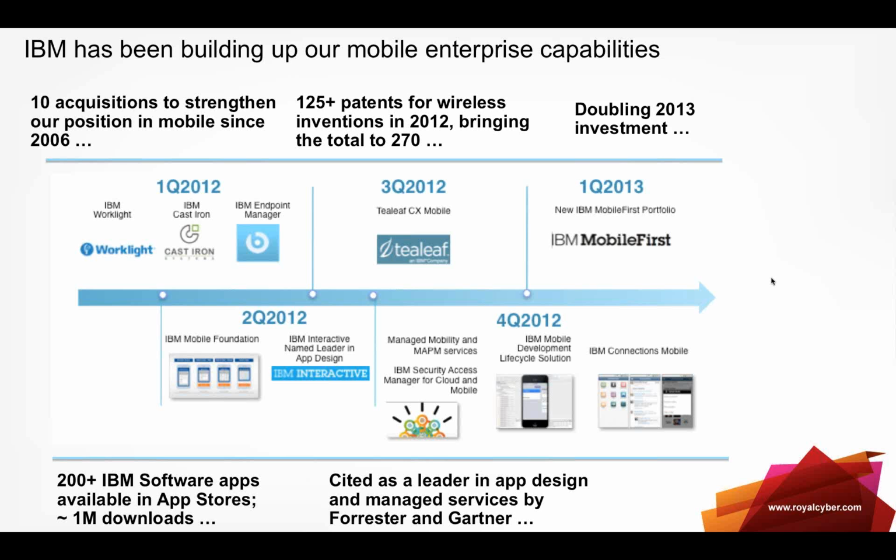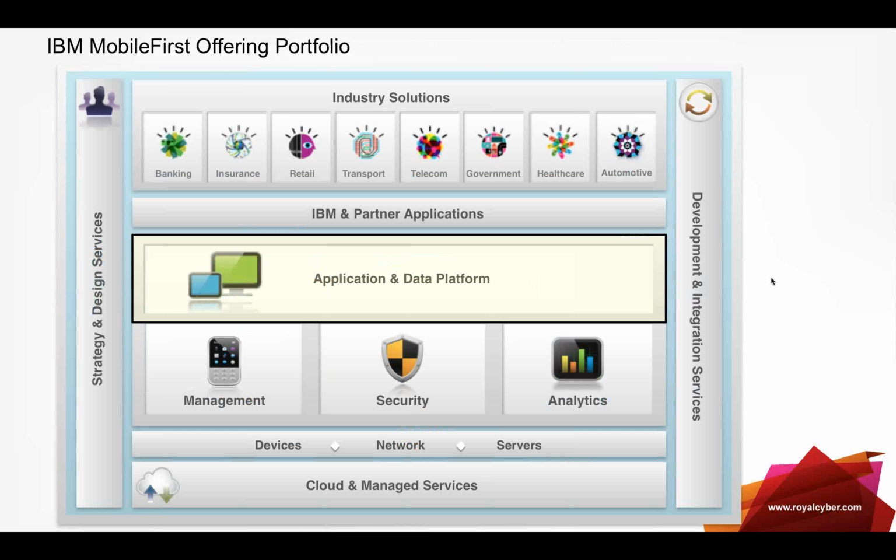Mobile first is really, you can think of it as an umbrella term, much like smarter commerce or some of the other IBM terms. And mobile first is really the suite of solutions, both software, services, managed solutions, industry solutions, that all tie back to mobile, right? So this graphic here depicts it. It's a little bit on the clunky side, but I think you get the idea, right?